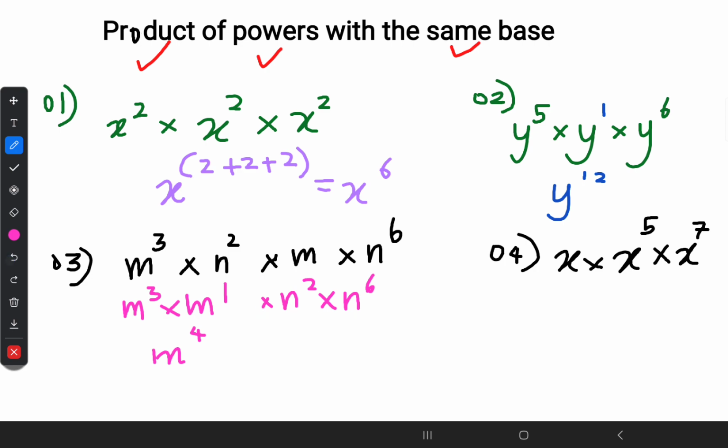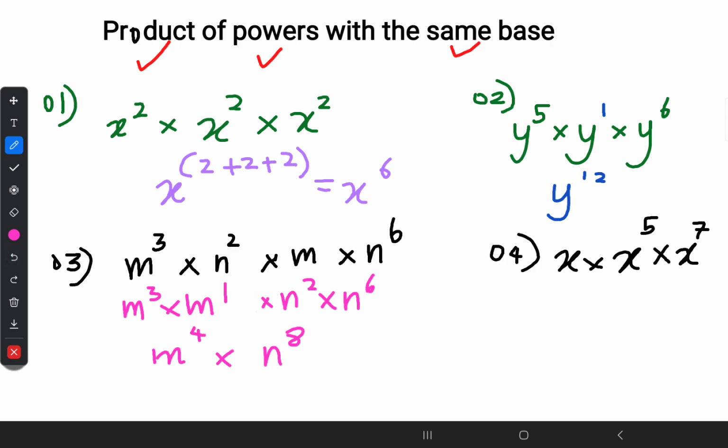Same bases with powers should be added with each other. I'll repeat again here, a combination of more than one variable. Just bring the same variables together, m cube and m power of 1. Since it is multiplication, you should add the powers. Here also, since it is multiplication, you should add the powers.